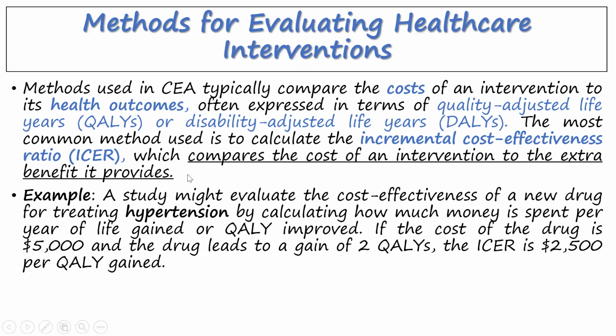for example, a study might evaluate the cost effectiveness of a new drug for treating hypertension by calculating how much money is spent per year of life gained or quality adjusted life improved. If the cost of the drug is $5,000, for example, and the drug leads to a gain of a quality adjusted life year, the ICER, which is the incremental cost effectiveness ratio, is 2,500 per quality gain.